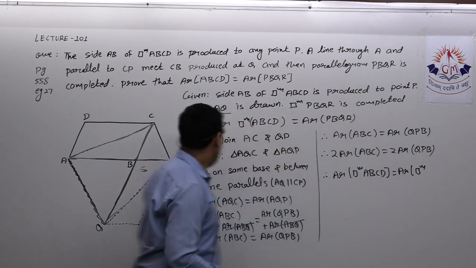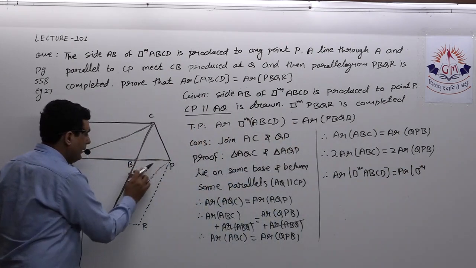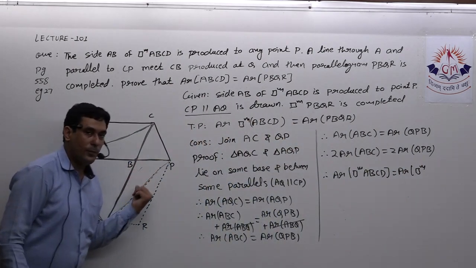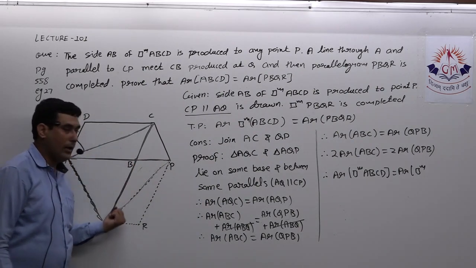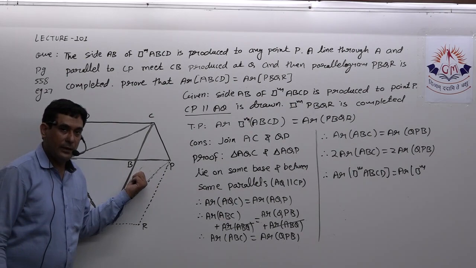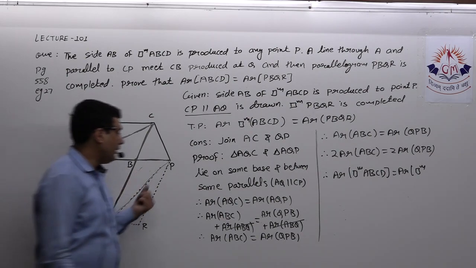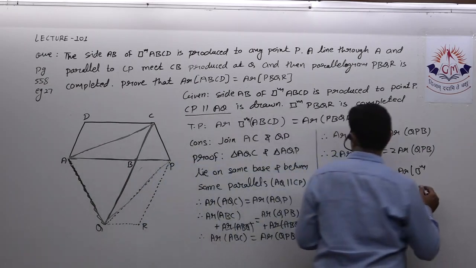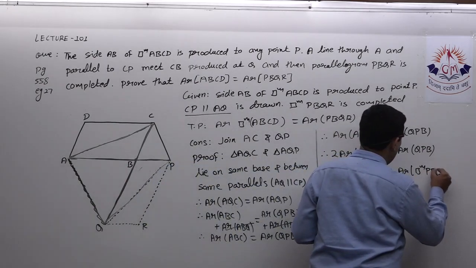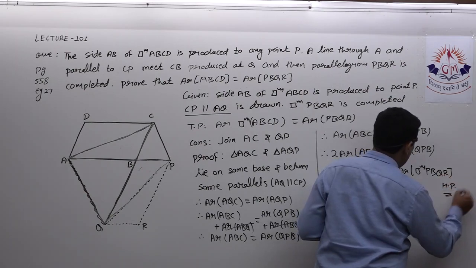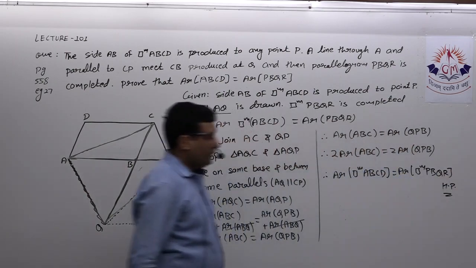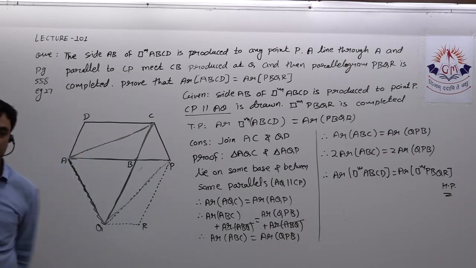Now here again you can see this PQB is one of the triangles formed by the diagonal of a parallelogram PBQR. So definitely the double of the area of this triangle will be equal to area of parallelogram PBQR. Hence proof. Okay, so please note it down, then we'll see the next question.